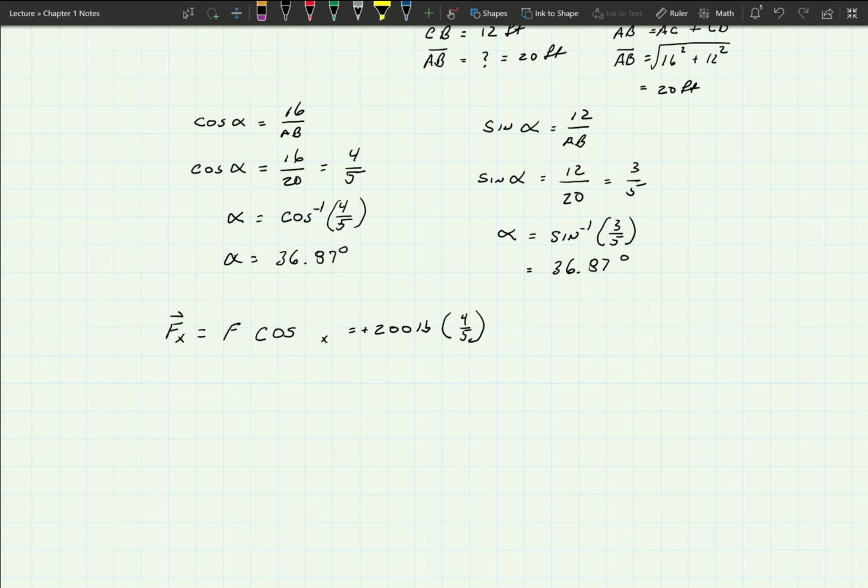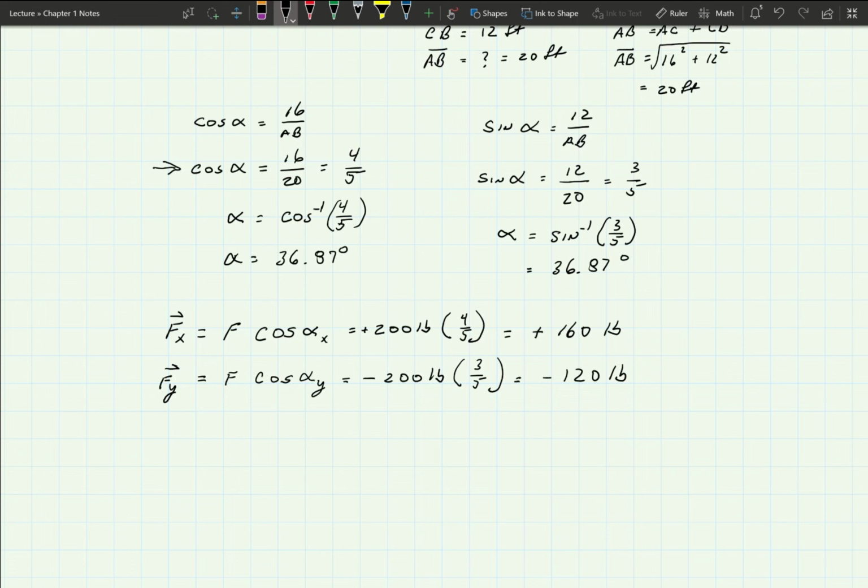But just remember, cosine, and I'm doing it again. Let's stick with the right signs here. Cosine of alpha x is equal to 4/5. That was from right there, okay? And I'm going to write this out in its final answer, and I'm going to get a positive 160 pounds, okay? And if I do the same thing for F of y, I am going to get F cosine of alpha y, and that's going to be equal to a negative 200 pounds, and that'll be 3/5, okay? And that'll be a negative 120 pounds.